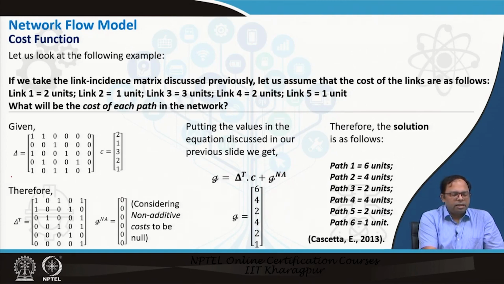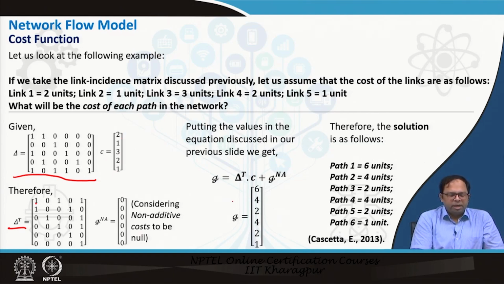This is the incidence matrix delta, and the transpose of that incidence matrix is given by delta T, and you can see we have now taken the transpose of this particular matrix. So 1 0 1 0 1 has become 1 0 1 0 1, and so on, and this is the transposed matrix. Then this is the cost, 2 1 3 2 1, of these different links. And GNA is all 0, considering the non-additive cost to be null.